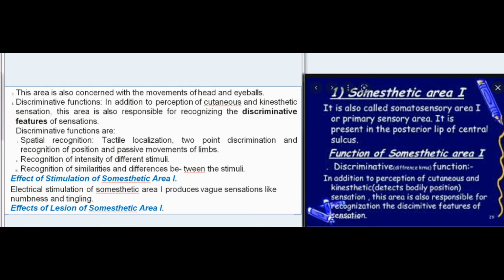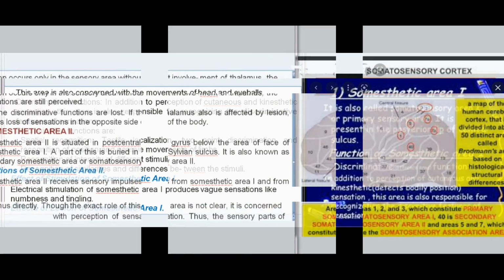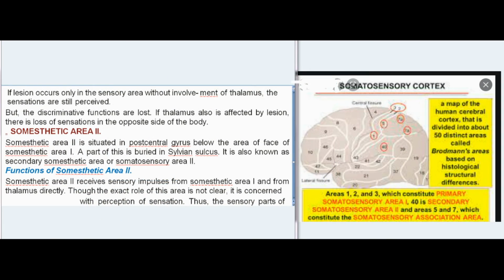Electrical stimulation of somesthetic area produces vague sensations like numbness and tingling. Effects of lesion of somesthetic area: if lesion occurs only in the sensory area without involvement of thalamus, the sensations are still perceived, but the discriminative functions are lost. If thalamus also is affected by lesion, there is loss of sensations in the opposite side of the body.